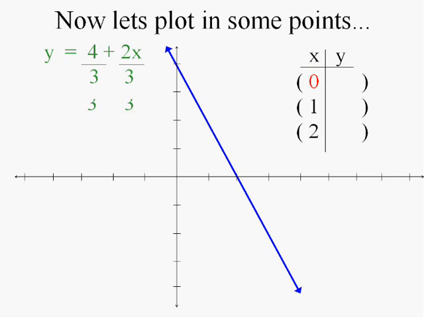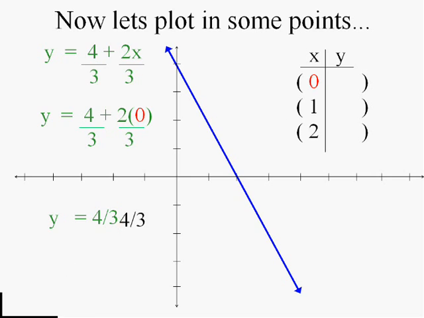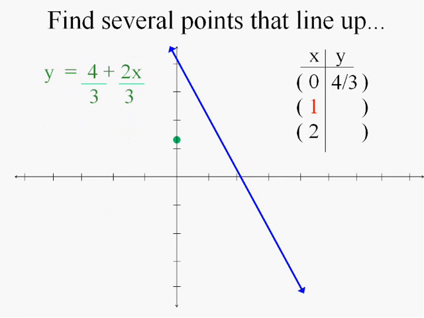Let me put in 0, 1, and 2. And if I put in 0, I'll get 2 times 0 over 3. Basically, that's going to wipe out, and I'm going to get 4/3. Now recall that 4/3 is really 1 1/3. So I'm going to go over none and up 1 1/3. Now, if I put in a 1, I'm going to get 4 plus 2 over 3, or 6 over 3, or 2. That's a nice point. I'll go over 1 and up 2.